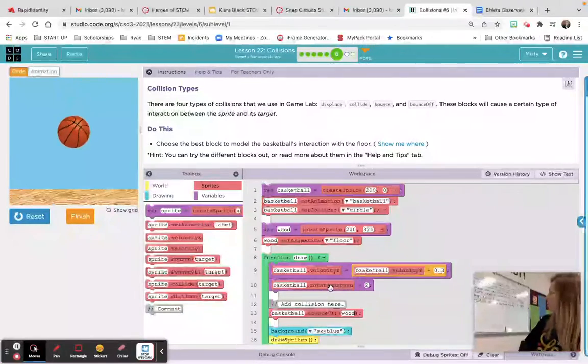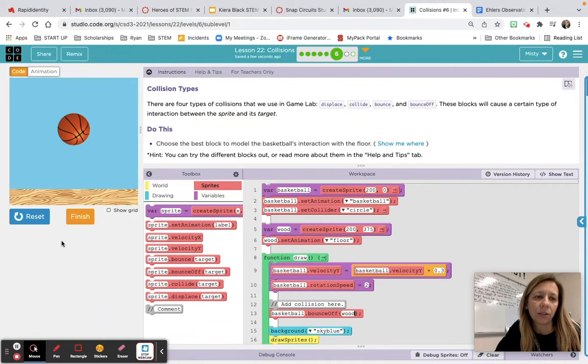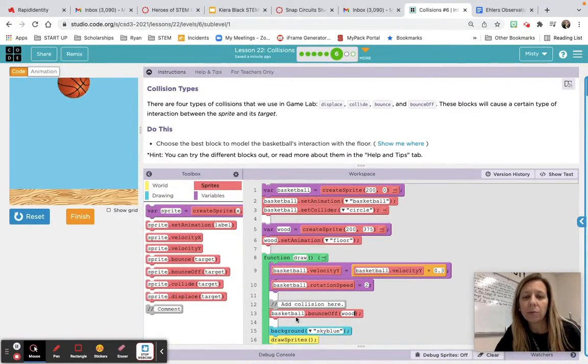So bounce off, when the sprite and the target touch, the target continues moving at the same velocity and direction. In this case, by the way, our target is not moving. So in bounce off, if it's not moving, it's going to continue not moving. And the sprite bounces in the opposite direction, kind of at a higher speed, but it goes in the opposite direction. So anyway, this is what you want. You want the bounce off.